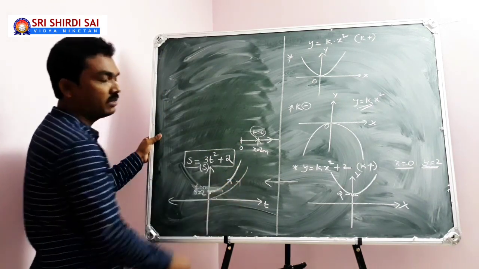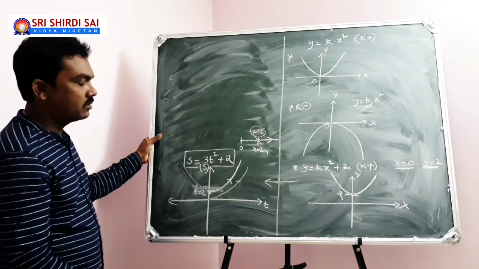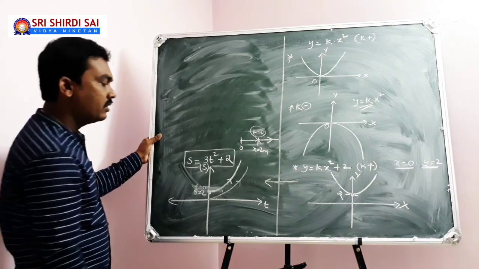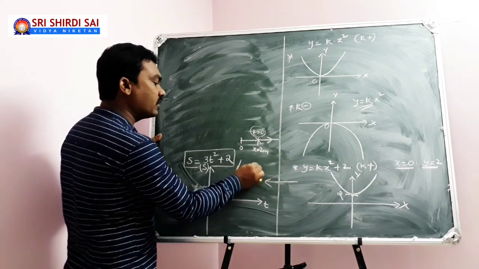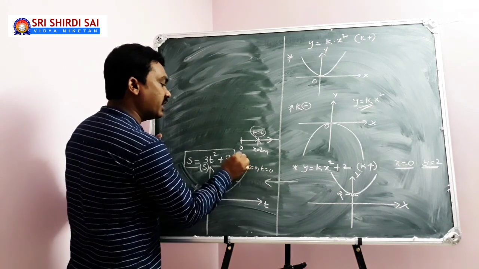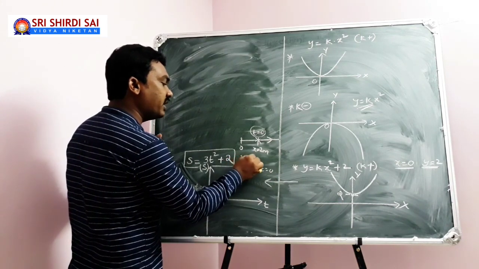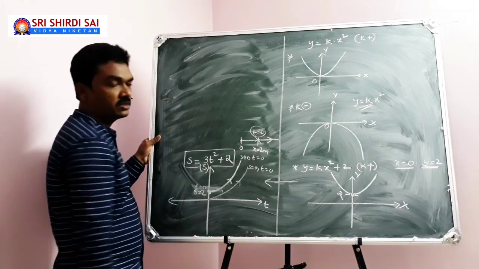See the interesting physics in maths. This is what you should understand. Here s equal to 0 at t equal to 0. Here s not equal to 0 at t equal to 0. This is what you need to understand.